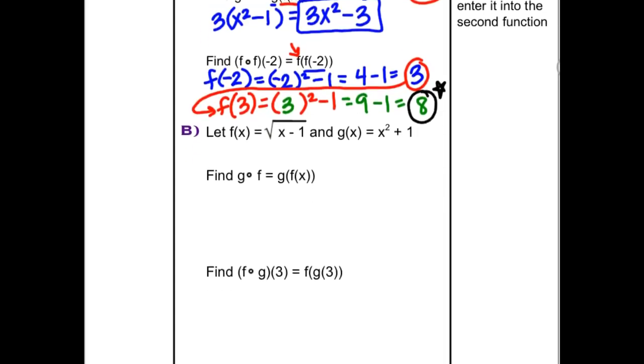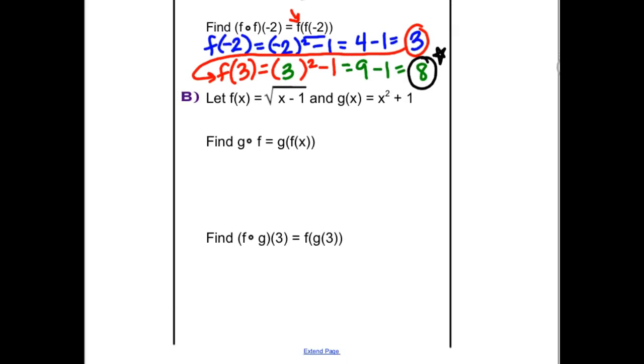Now let's try one more challenging. Now we've got a square root in there. So we're going to find g of f of x. g of x says x squared plus 1. But instead of x, we're going to put in our f of x, which is the square root of x minus 1. Well, square rooting and squaring are inverses of each other, or opposites, so they undo one another. So the square root of x minus 1, squared, is x minus 1. So then we have plus 1.